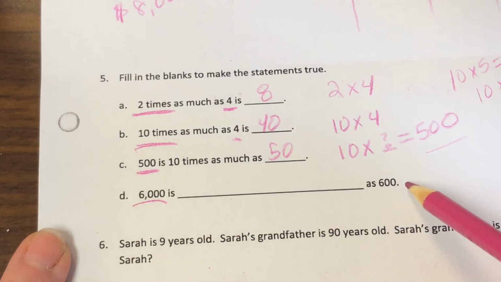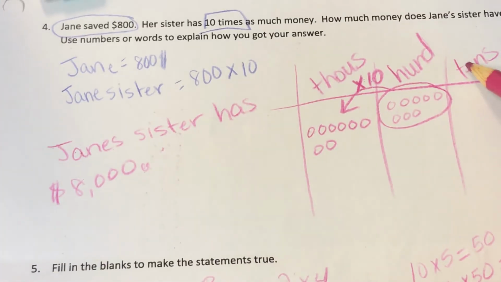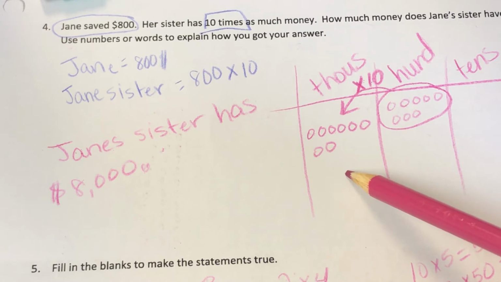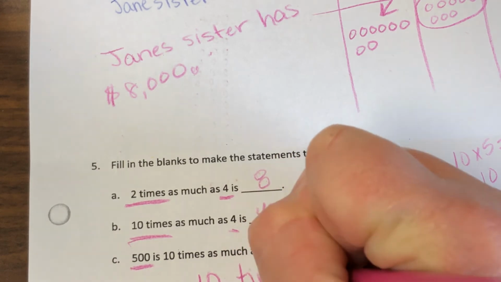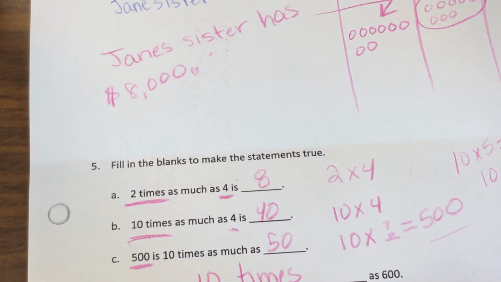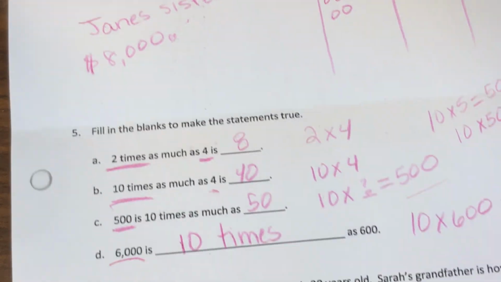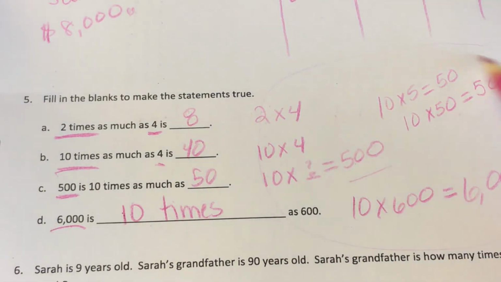6,000 is blank as much as 600. So if I had 600 here, or 6,000 here, and it is blank as much as 600, we know that that is 10 times as much as 600. So if I wrote this 10 times 600, it's going to give me 6,000. So this is my thinking box over here. This is where I think out my questions.